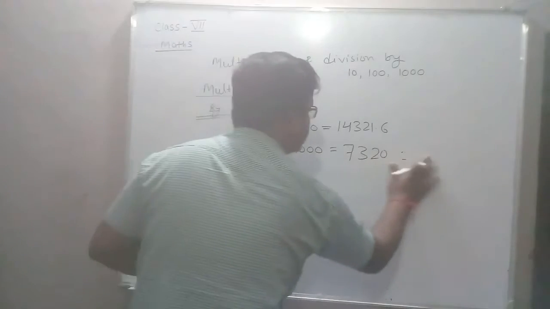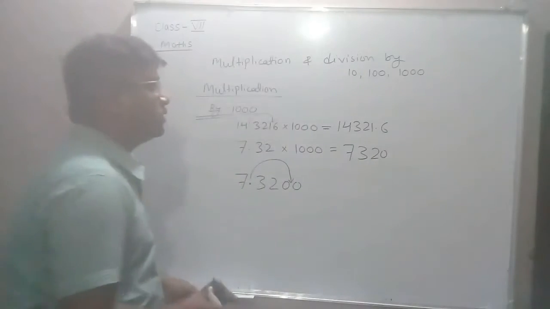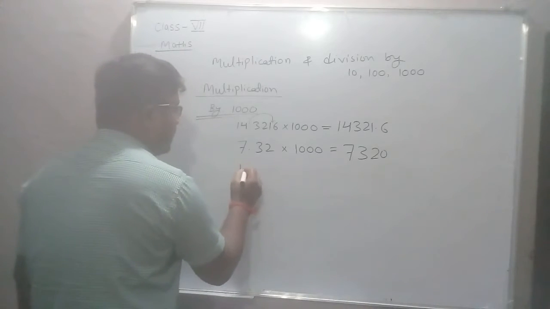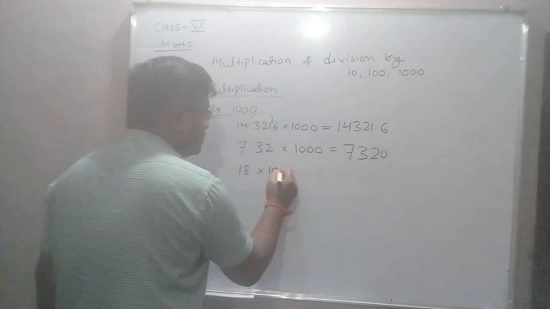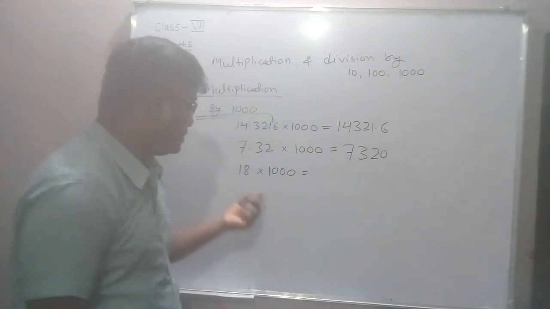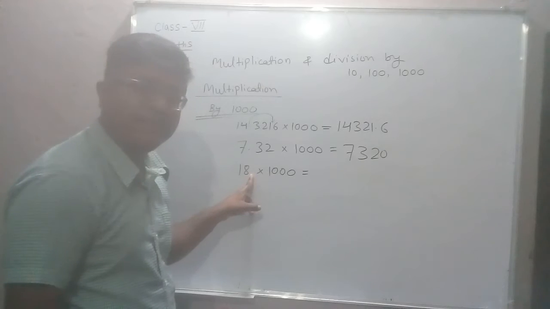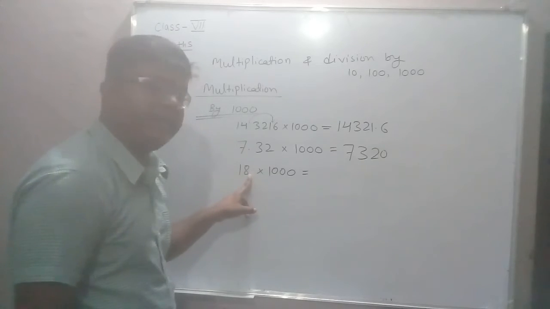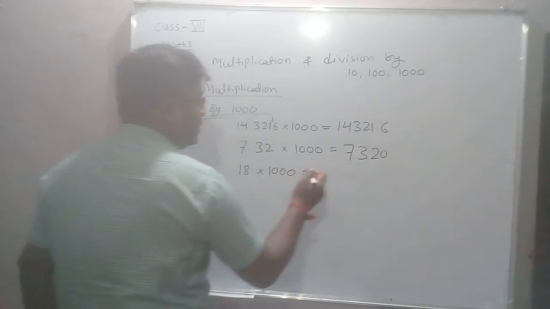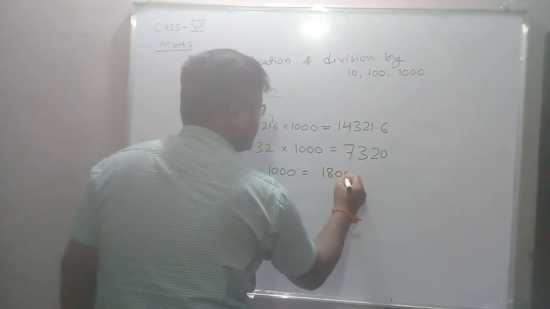If you don't write, then also it is okay. So you got 7320. Suppose 18 into 1000 is there. In this case, we need not shift the decimal because the decimal is here, it is hidden. If it is not shown, you can directly write the answer, like you can write 18000.